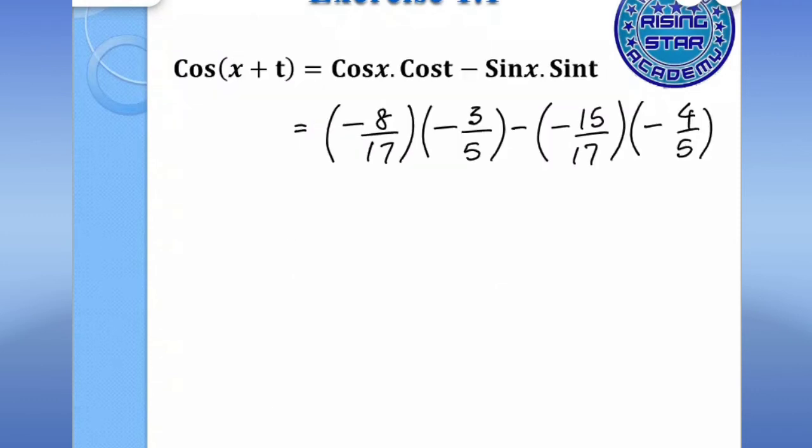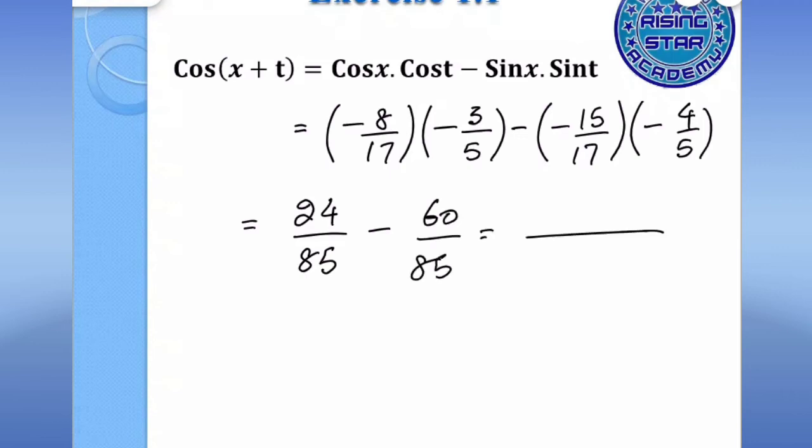Okay, here I put the values. Now I would simplify. So minus 8 times minus 3 would become positive 24, and 17 times 5 would become 85. Next is negative 15 times 4, which would become 60 over 85. So 85 would be the LCM, 24 minus 60. So the answer will become negative 36 over 85.